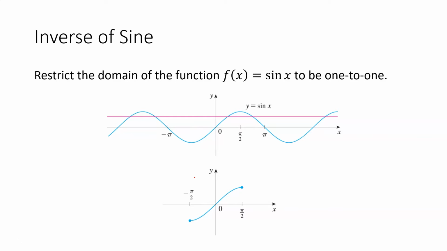So the conventional way to restrict the domain for sine is to use the interval from negative pi over 2 to positive pi over 2. We're going to chop the graph of sine x at those 2 points, and then just focus on that portion of the graph to make it 1 to 1. So here we're going to restrict it to the interval from negative pi over 2 to positive pi over 2 when we're defining the inverse of sine.